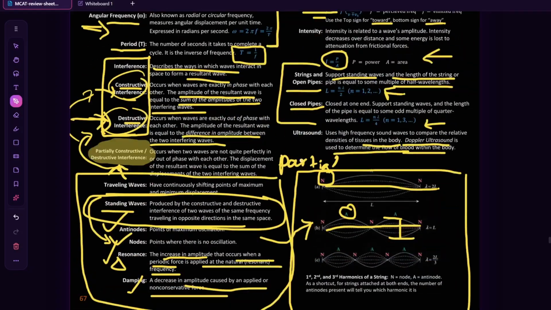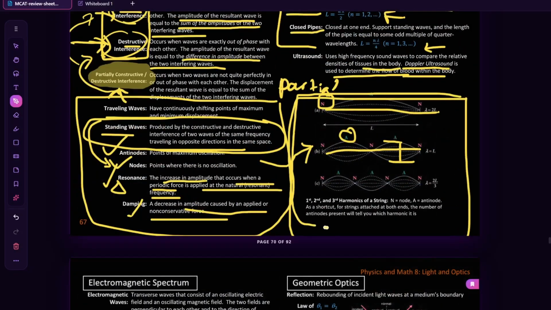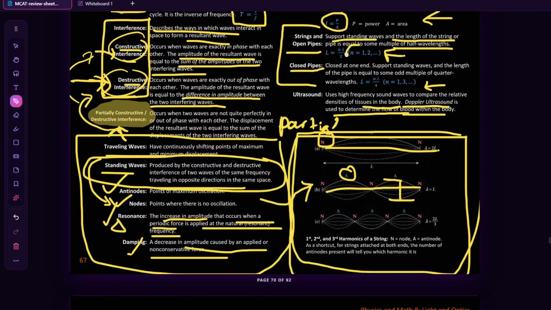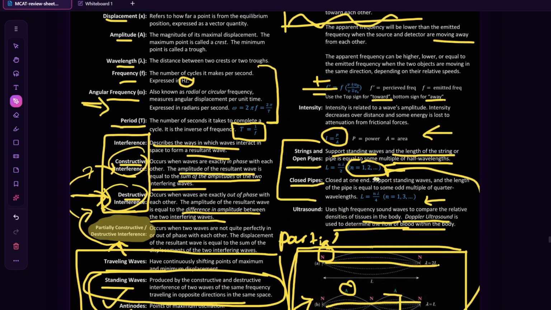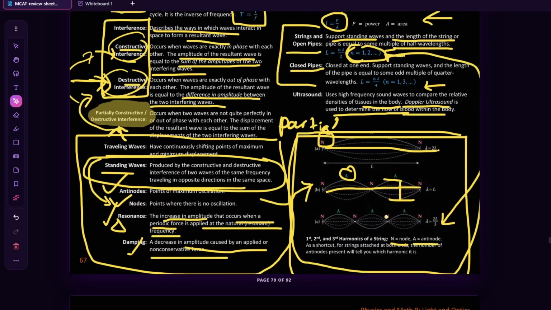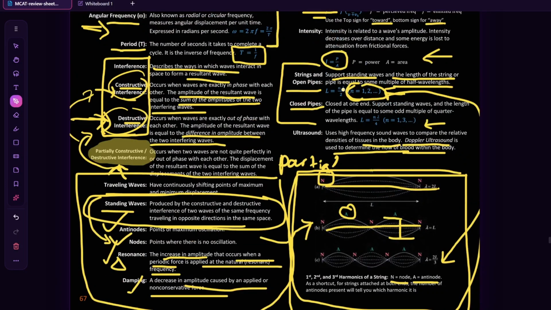Doing lots of practice on this will help a lot. By the way, n would be the harmonics down here. So first, second, third harmonics of a string. N is equal to node, A is equal to antinode, but this little n refers to what harmonic you're looking at. So are you looking at the first, second, or third harmonic? If you have a third harmonic, it's 3 times the wavelength divided by 2 in an open pipe.